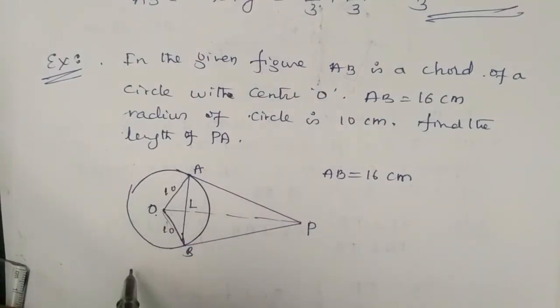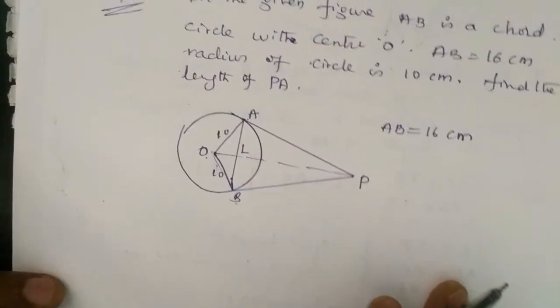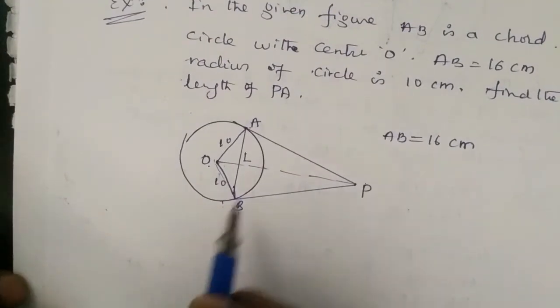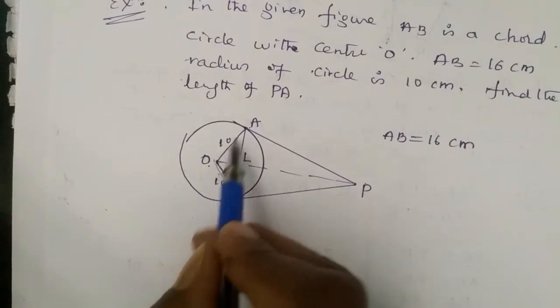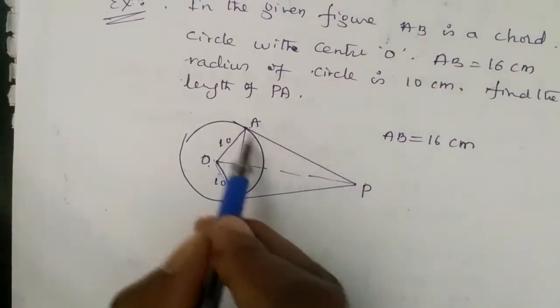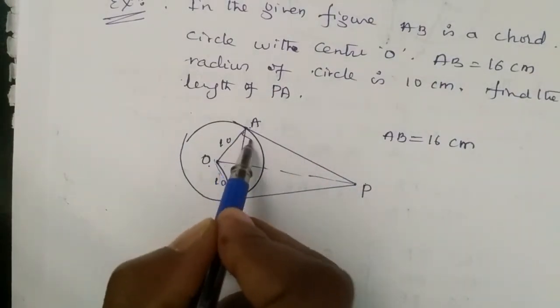We mark 10. Right. So one more radius is not given, only two radii, OA and OB, both are 10 each. Find the length of PA. What is the length of PA? So we'll use two theorems once again here. The first one is radius perpendicular to tangent. OA is radius, PA is tangent. So I mark 90 degree here.